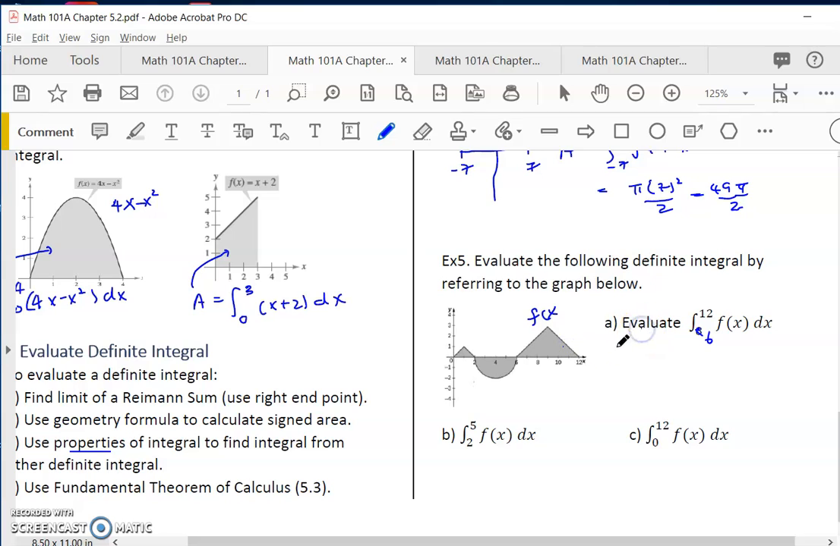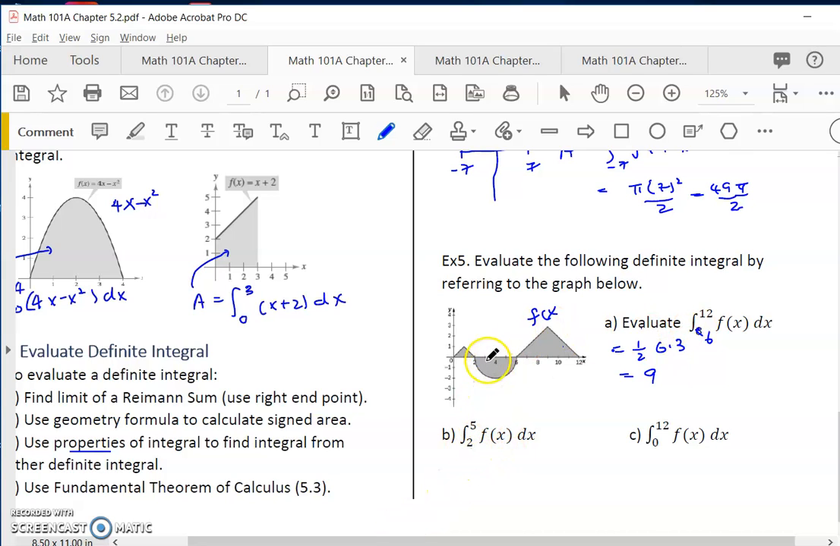So this part is equal to the triangle: 1/2 base. Base is 12 minus 6, times 6. What is the height? If I go all the way, it's 3, right? Times 3. So that would equal 9, right? 18 divided by 2. What about 2 to 5?